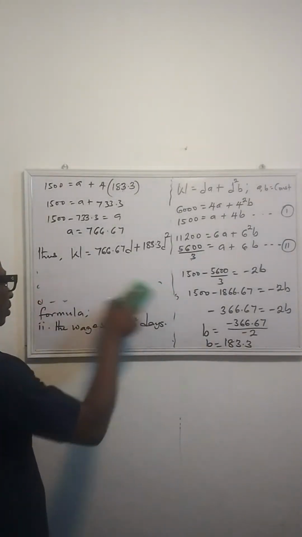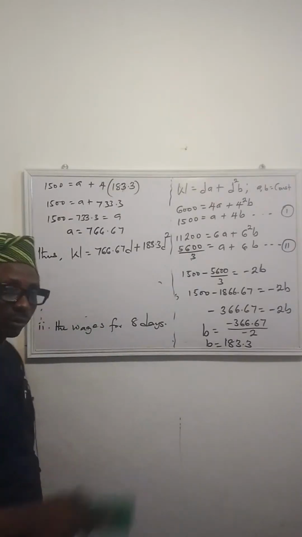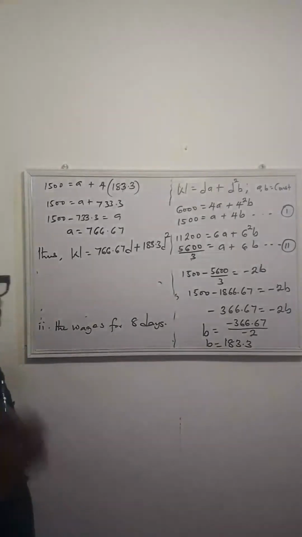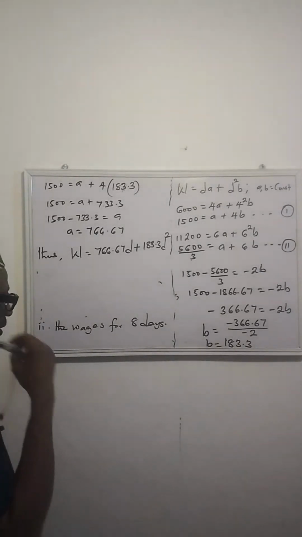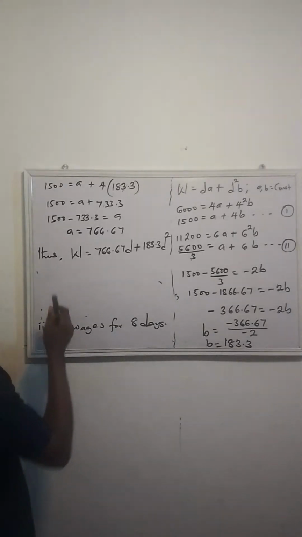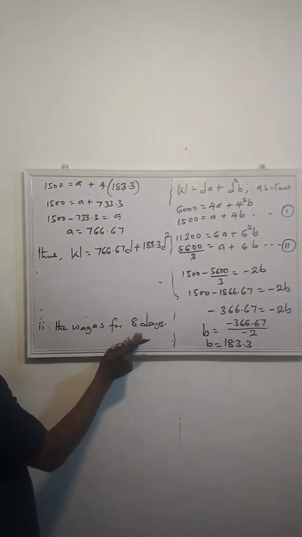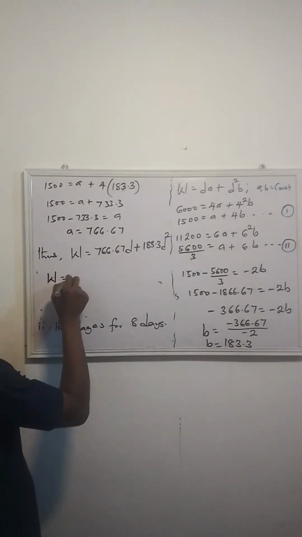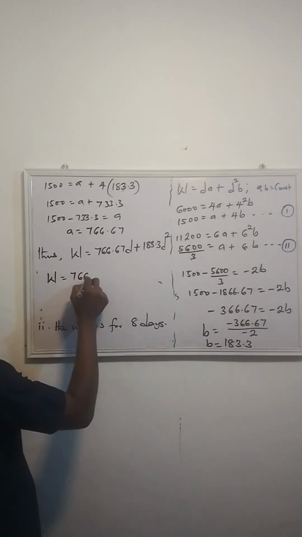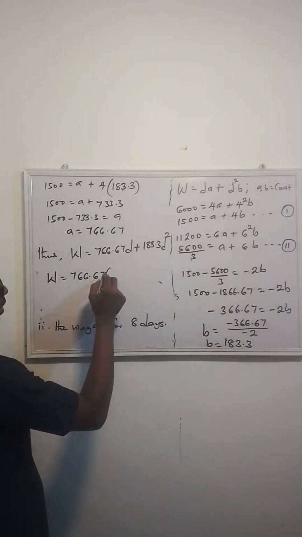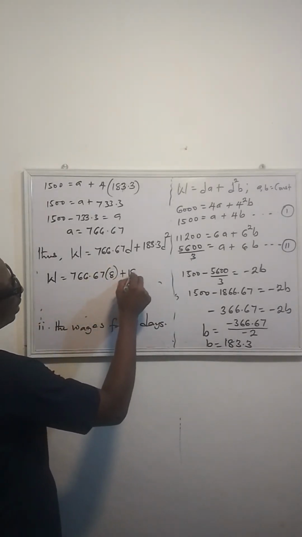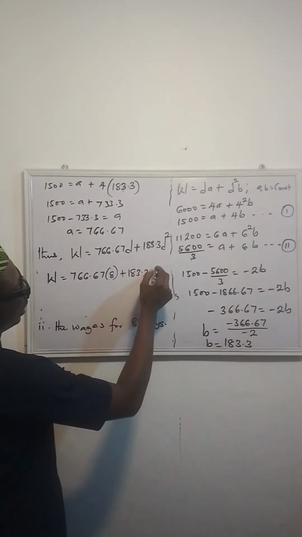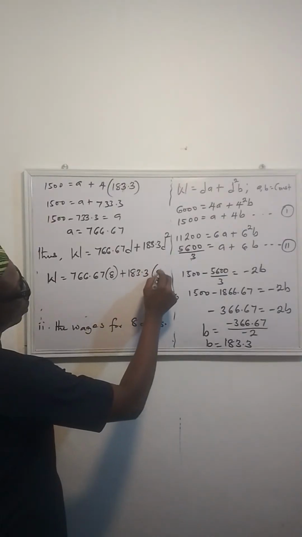All right, now the question asks us to find the wages for 8 days. Okay, so that is when D is 8. So let's plug in the value of D. We have W equals 766.67 times 8 plus 183.3 times 8 squared.